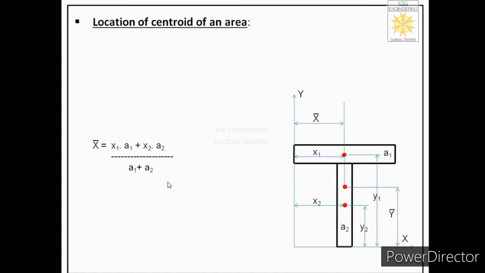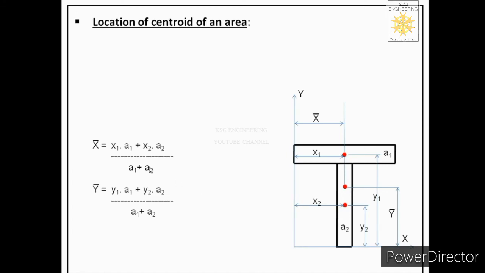Similarly, if we want to find the coordinate of centroid of the composite area, that is y bar, we can say it will be equal to y1 dot a1 plus y2 dot a2 divided by a1 plus a2. So over here you can see we have used the distance of centroid of area 1 from x-axis, that is y1. Then we have used y2 as the distance of centroid of area 2 from x-axis. So these two formulas will help us to find the centroid of this composite area.